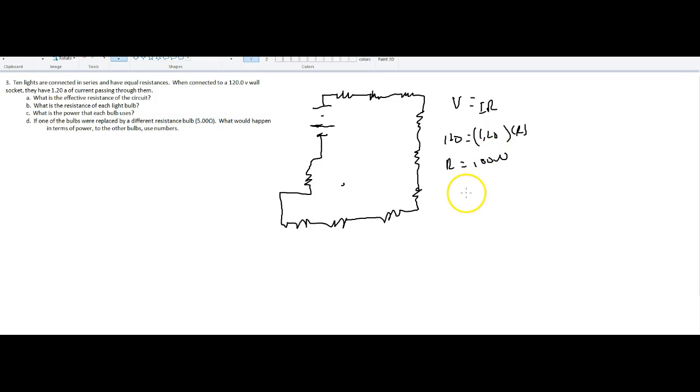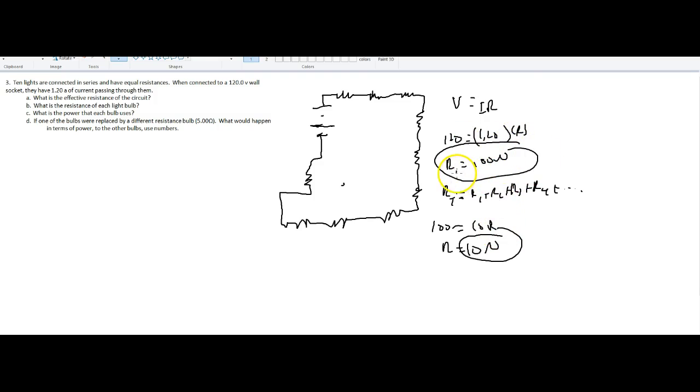What's the resistance of each light bulb? The only confusion you can have here is, what if they're not the same light bulbs? But we're going to assume they are the same. So total resistance is equal to R1 plus R2 plus R3 plus R4 plus dot, dot, dot. Total resistance would be 100, and I have 10 bulbs, each of the same resistance, so the resistance would be 10 ohms per bulb. So I've got 2 answers already.